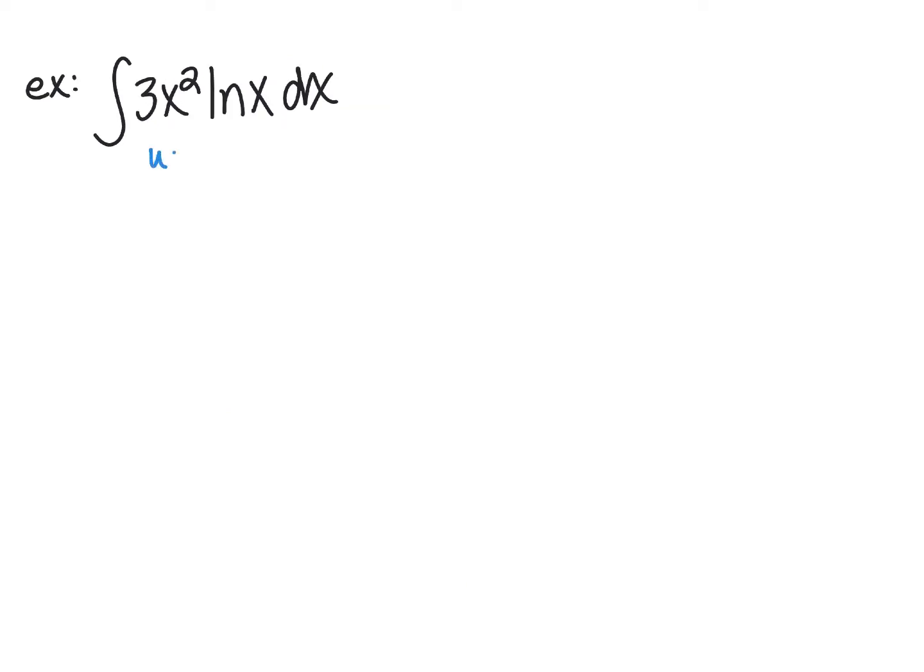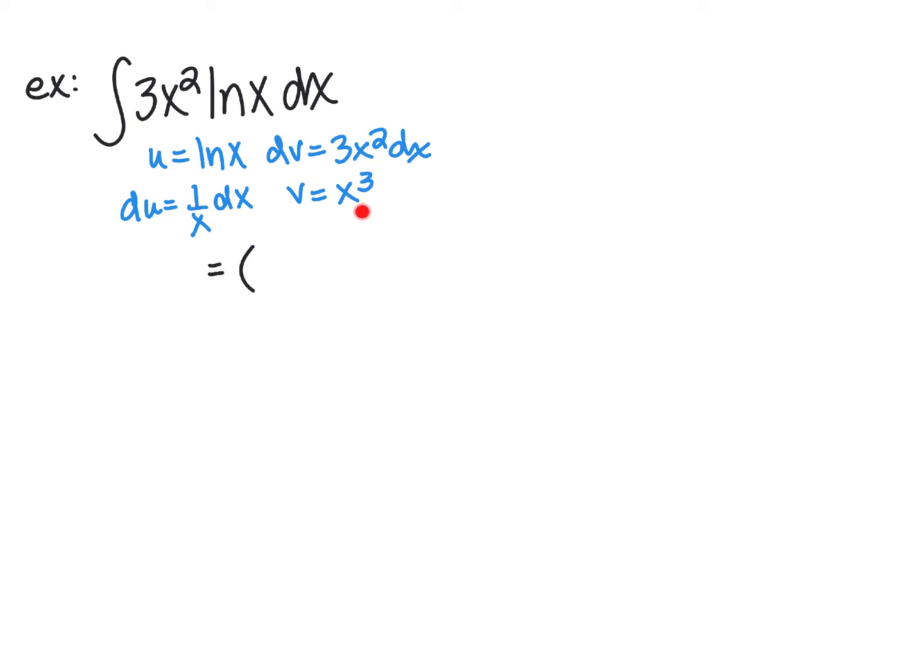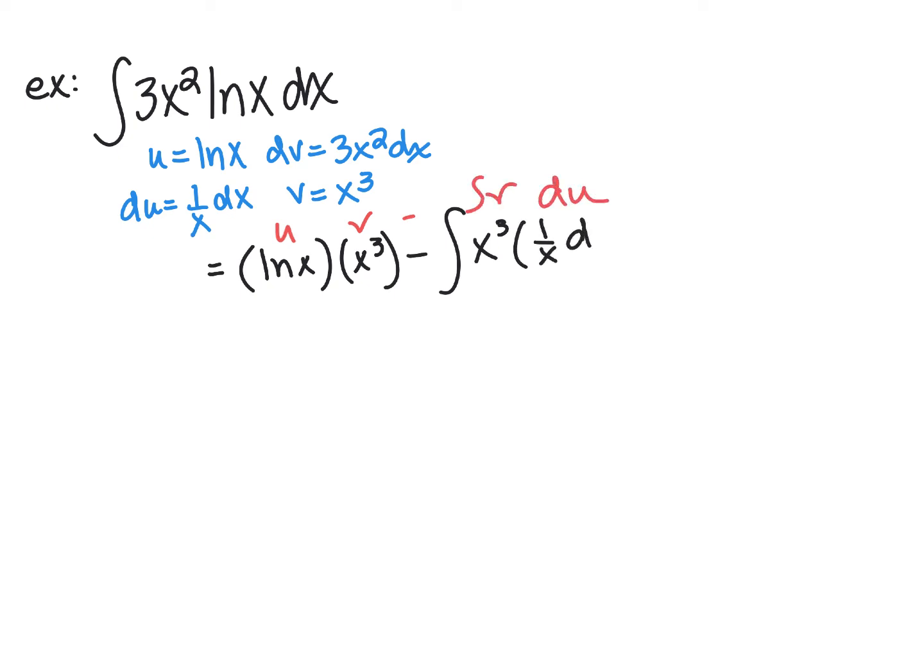New problem. Notice we have a logarithm. That is your first choice for u because you don't know the integral of the ln. You only know the derivative. So we set that equal to u. The rest of the stuff in the problem is your dv. Don't forget the dx. You'll see why it's important in the next problem. So the derivative of the ln is 1 over x dx. Integrate 3x squared and you get x cubed. So we're copying down now u v minus the integral of v du.